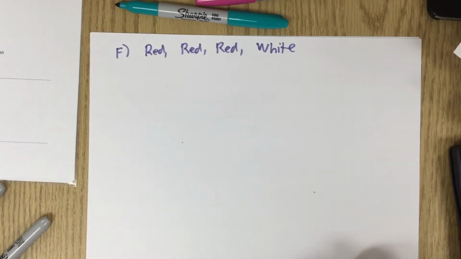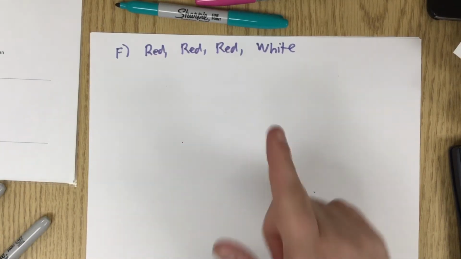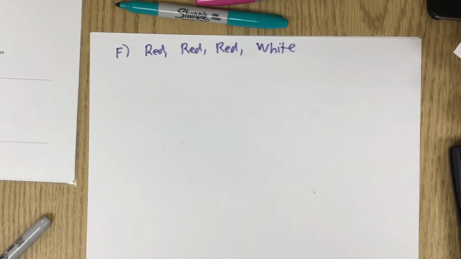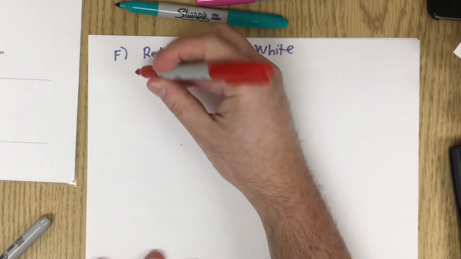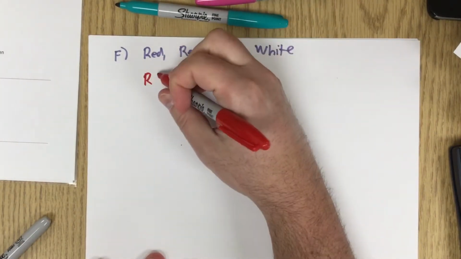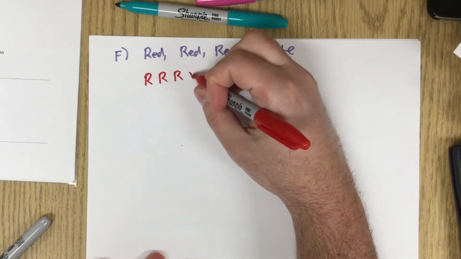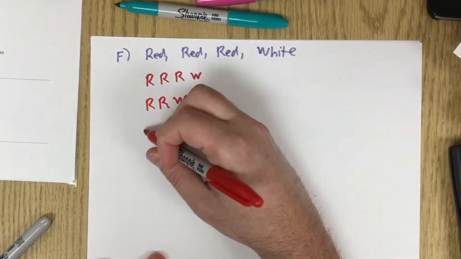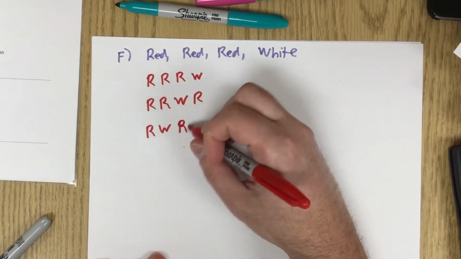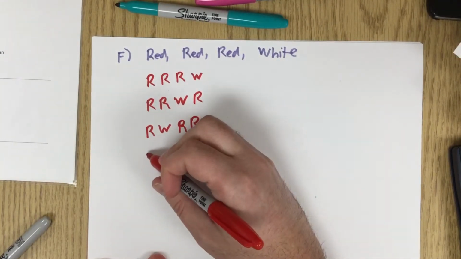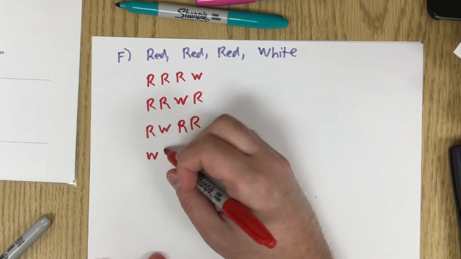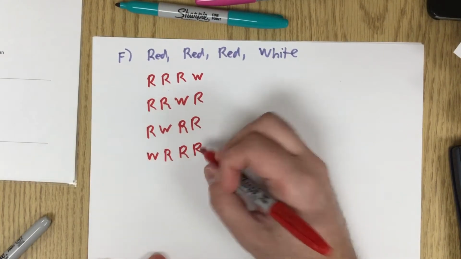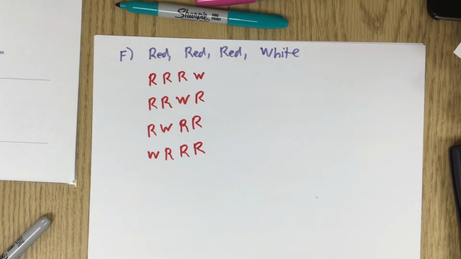So we still have 4 marbles, but now it's going to be red, red, red, white. Now in this case, the answer is 4. It could be red, red, red, white, red, red, white, red, red, white, red, red, and white, red, red, red. But what we want to know is, why is it 4?